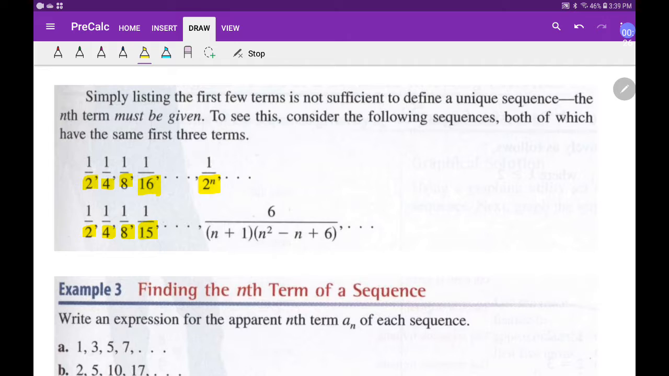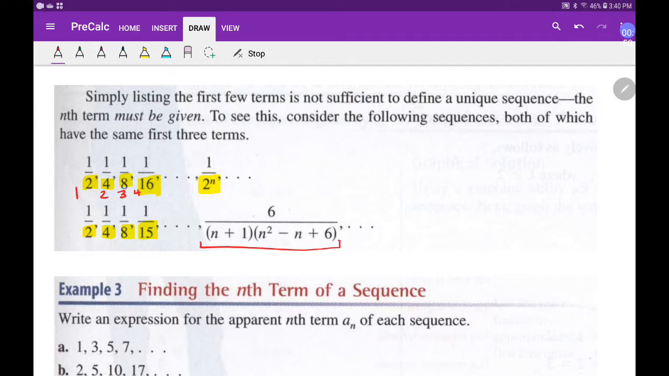We're just squaring 2, and then we're raising 2 to the third power. So here's the first term: 2 to the first power is just 2. Here's the second term, 2 to the second power. Here's the third term, 2 to the third power is 8. Here's the fourth term, 2 to the fourth. So we're just raising 2 to whatever term we're at.